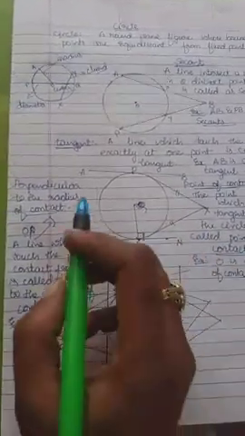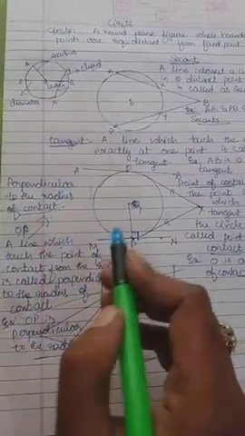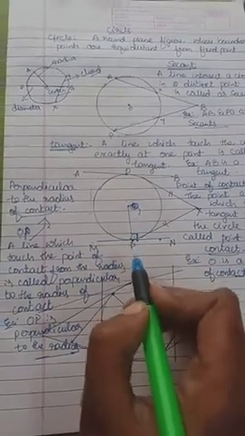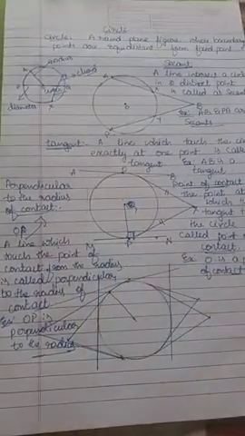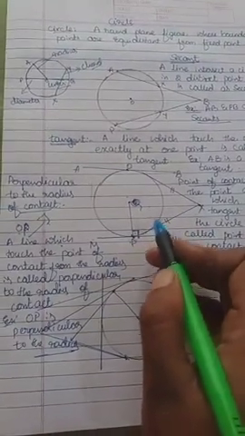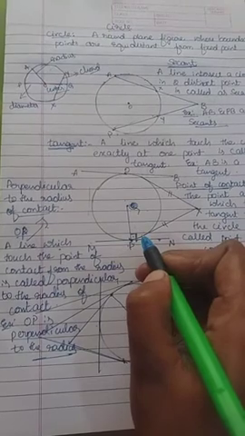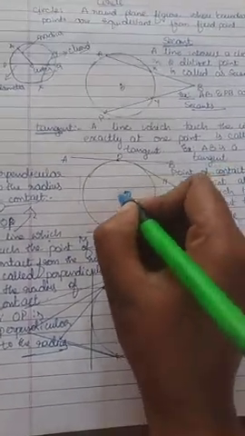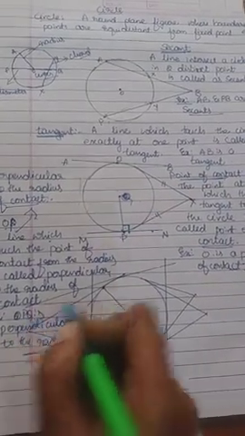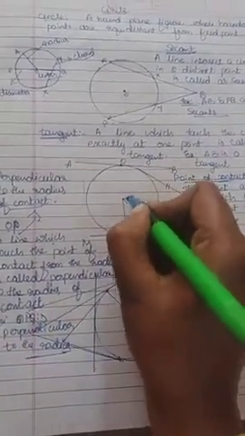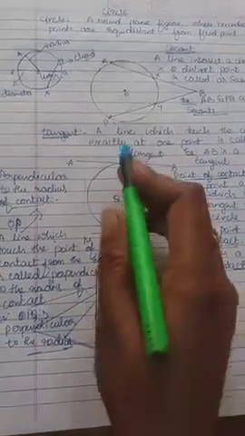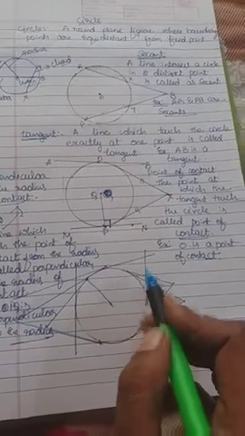Next, what is perpendicular to the radius of contact? A line which touches the point of contact from the radius is called the perpendicular to the radius of contact. Here O is the point of contact. If we draw a line here also, it is PQ, the point of contact. If we draw a line here, this is Q, and OQ is the line to the point of contact.